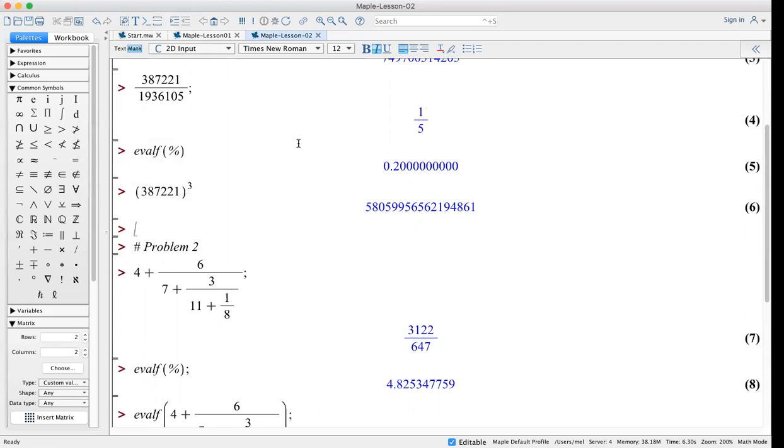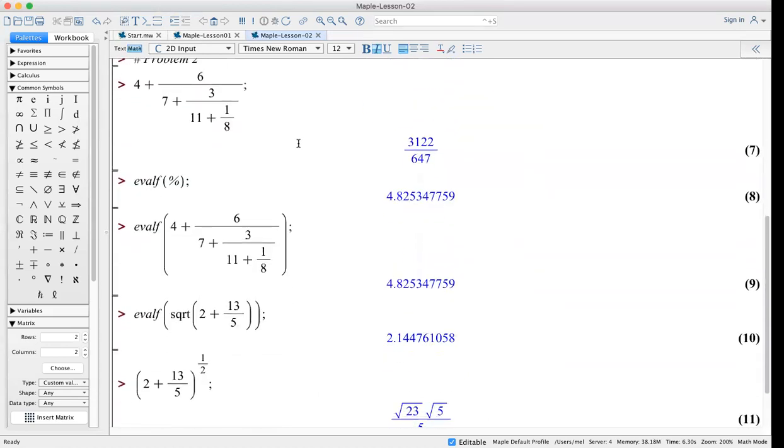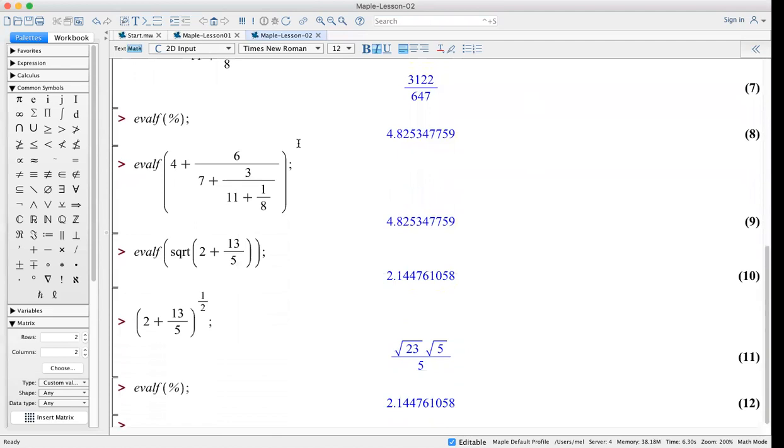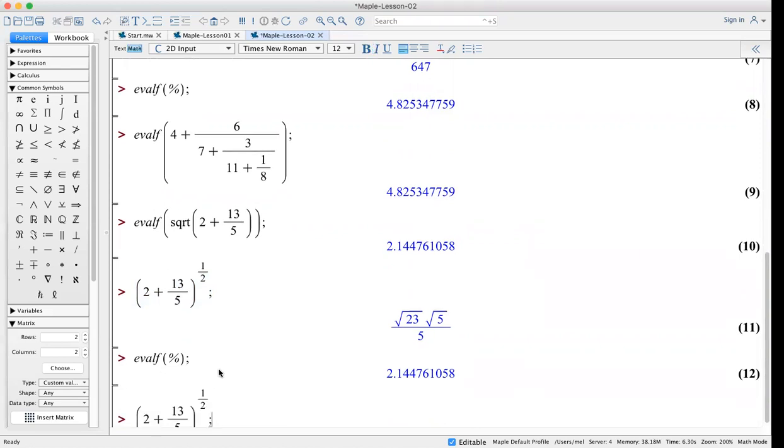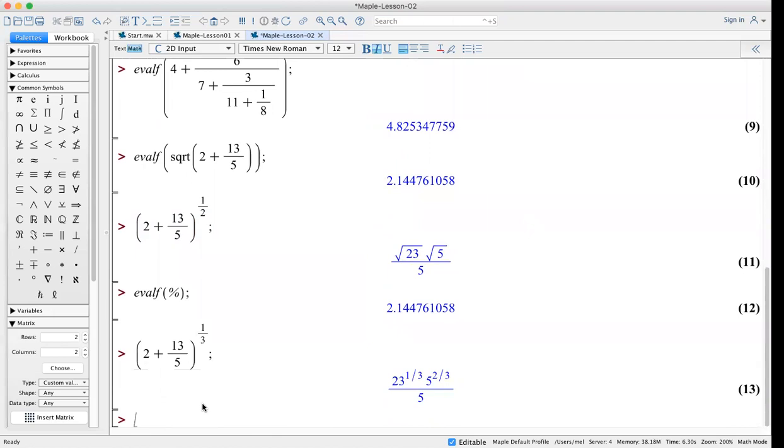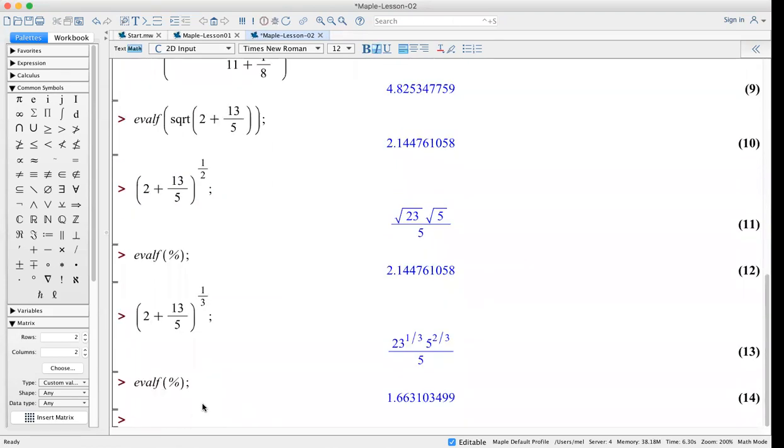I like to save my work a lot, because if something happens and I lose it, I've lost a lot of time. I just have to redo it. So here I took this number and I was raising it to the power 1/2. If I want the cube root, I raise it to the power 1/3. I get an expression that looks like that. And to convert it to a decimal, that's what I get.